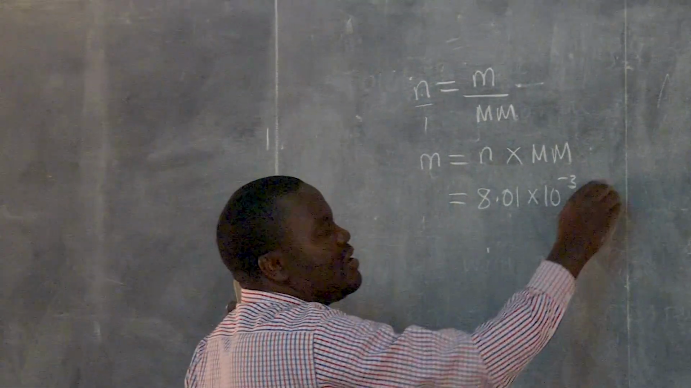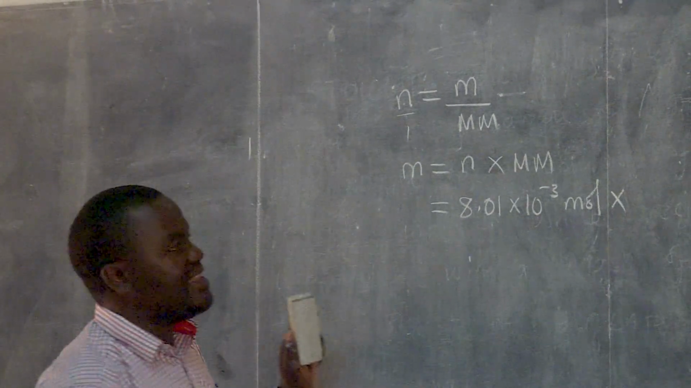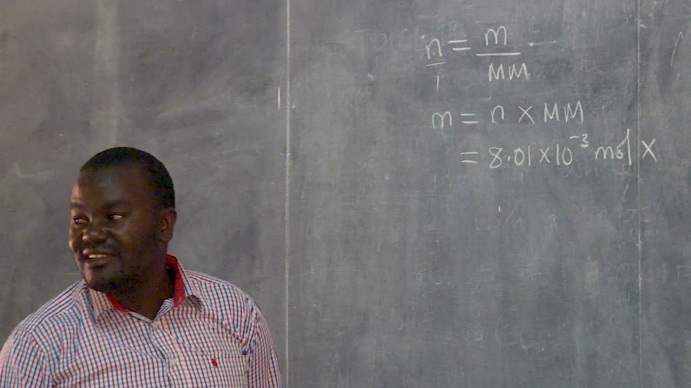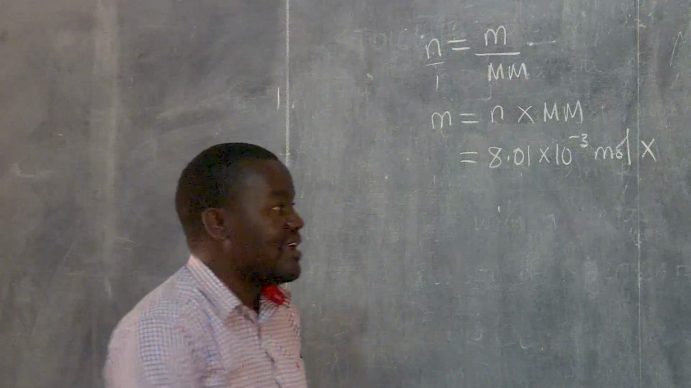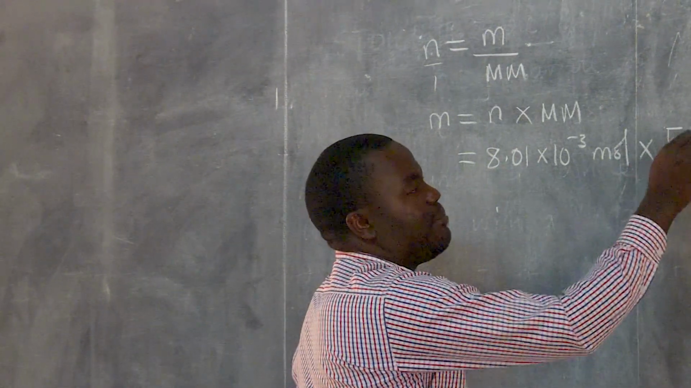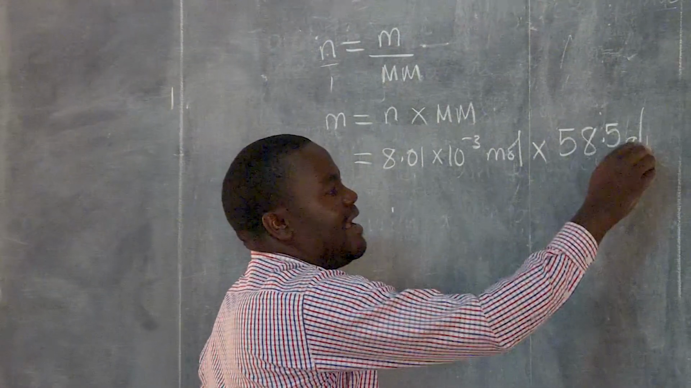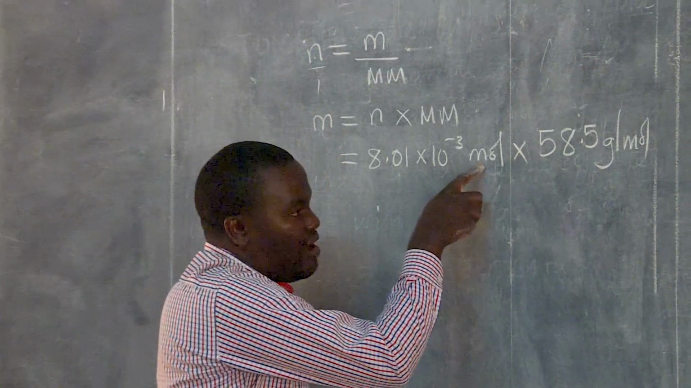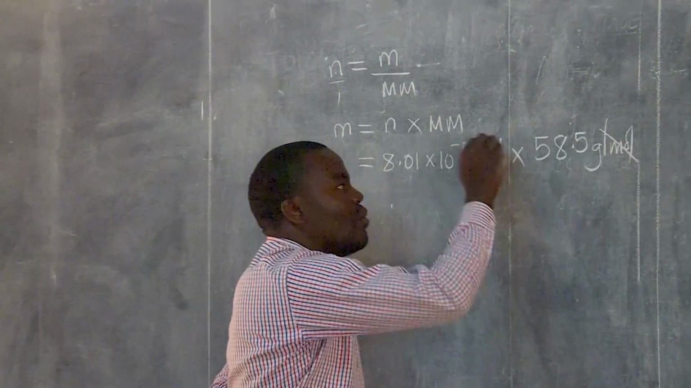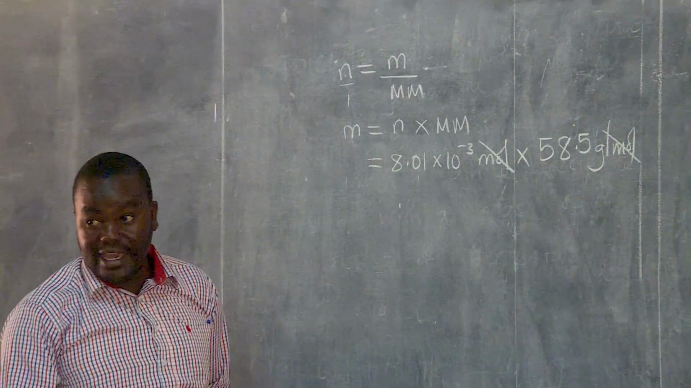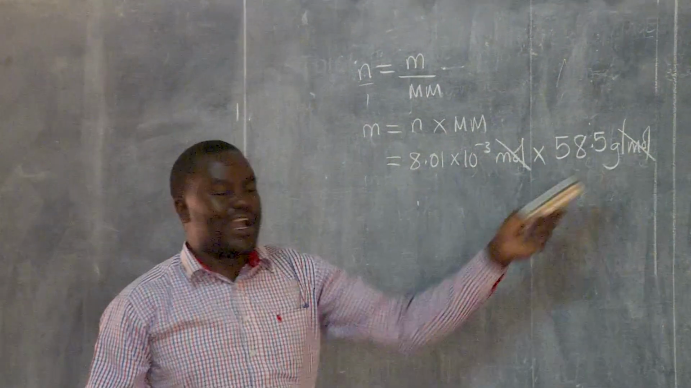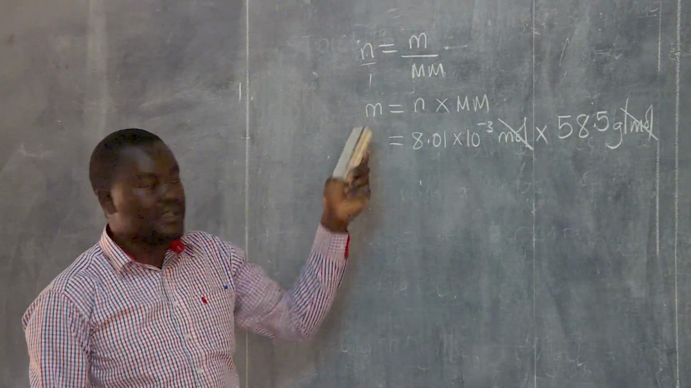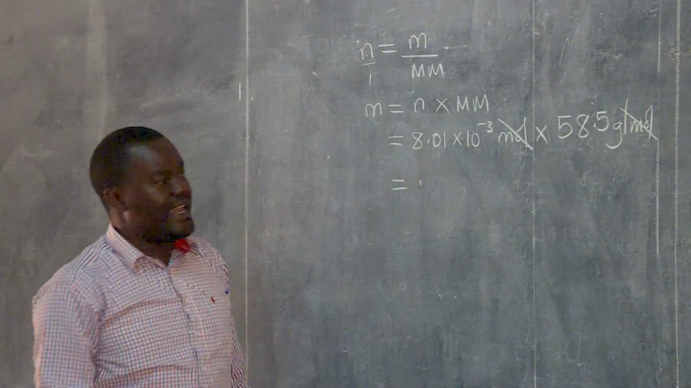Negative 3 moles. We are multiplying this by the molar mass. What is the molar mass for sodium chloride? 58.5 grams per mole. So now, what happens here is, this mole and this per mole will cancel out. Are we together? Mole and per mole cancels out. We are dealing with the gram, which is a unit of what? Mass.